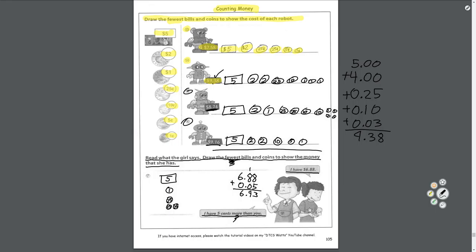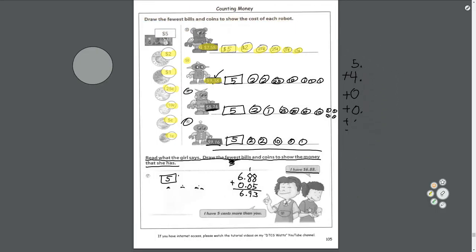So $6 and 25, 50, 75 cents. $6.75, a dime, $6.85. How about a nickel? $6.90. And that means there's 1, 2, 3 pennies left over. So that means we have one $5 bill, one loonie, 3 quarters, one dime, one nickel, 3 pennies. Okay.